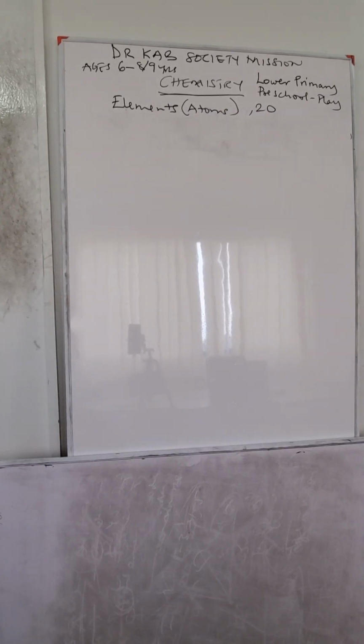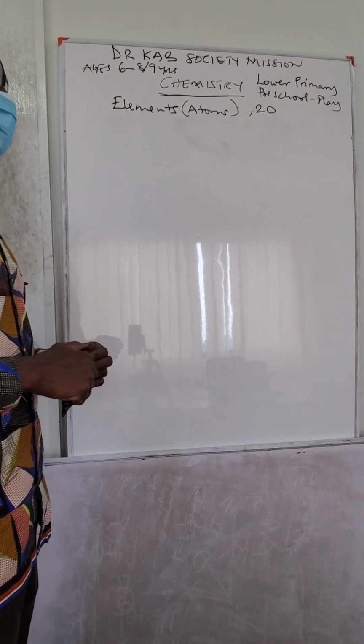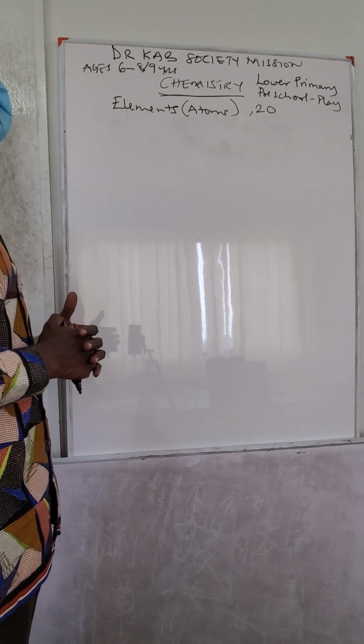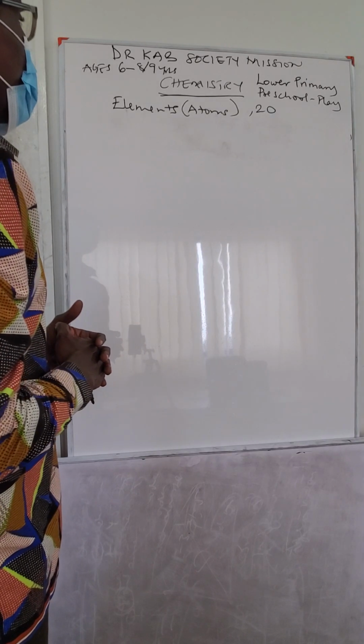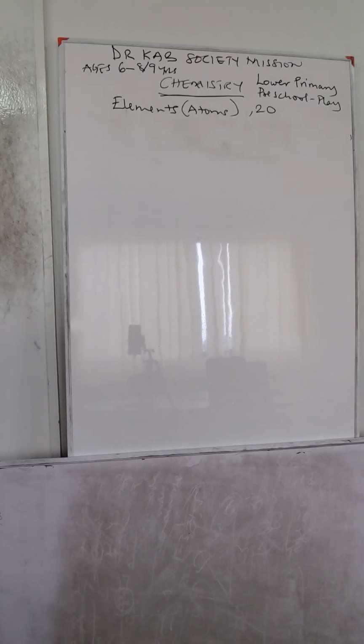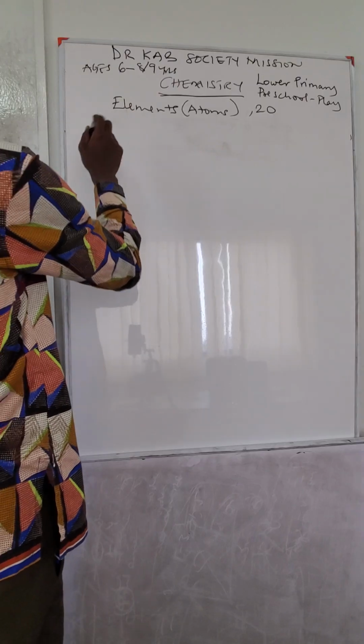So for chemistry, we will not be able to do chemistry without knowing the elements. The elements, that's the element that we have in our part of the world, or let's say in the world. So before we go on, the illustration is this.